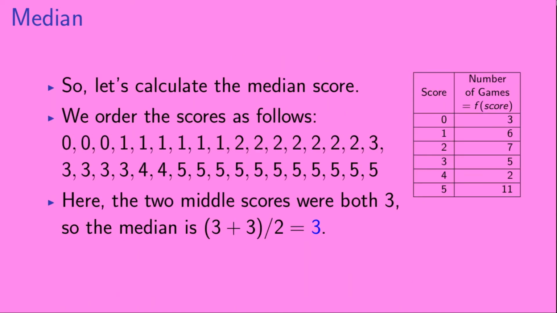Okay, so let's calculate the median score. So we order the scores as follows. There are 3 games in which there was a score of 0, 6 where there was a score of 1, etc. And here the two middle scores are both 3. So the median is the average of 3 and 3, and that gives 3.